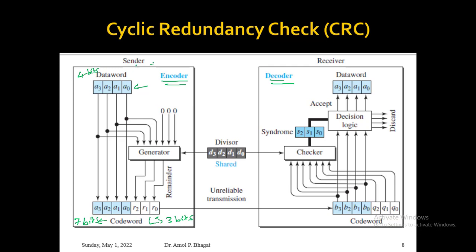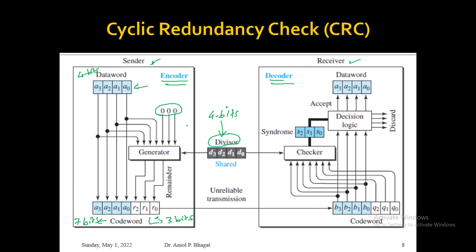Basically the sender will initially append a number of zeros, depending on the size of the divisor. In this case the divisor is selected, and it is of 4 bits, as you can observe d0, d1, d2, d3. So it is of 4 bits. This common divisor will be shared by the sender as well as the receiver.